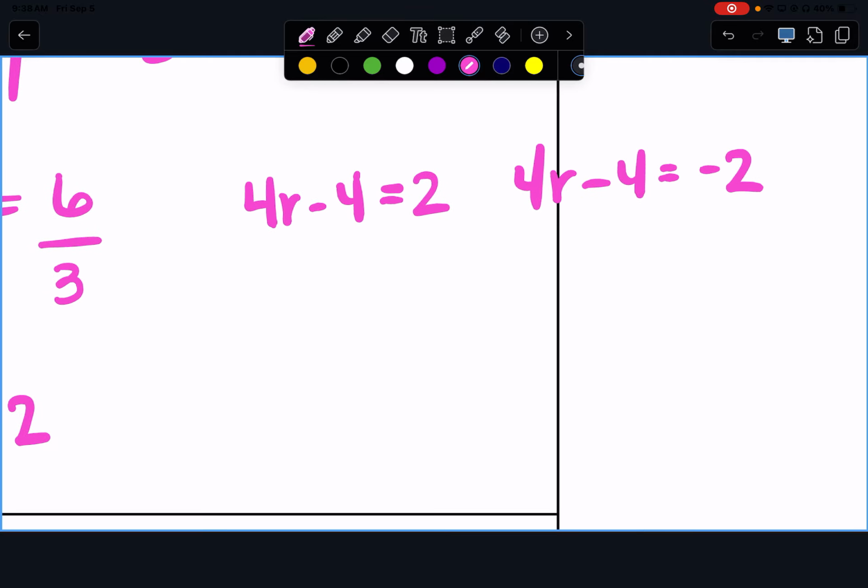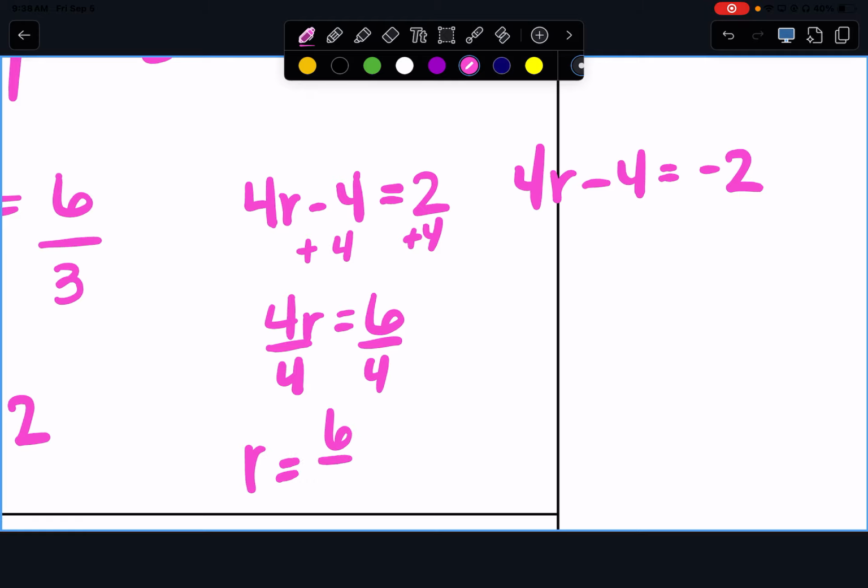So for the first one, we're going to add 4, right? And we get 4r equals 6. What do I do from there? Divide by 4. So we get r equals 6 over 4. Do I want our answers as fractions or decimals? Fractions, okay? So we have to simplify it if we can.